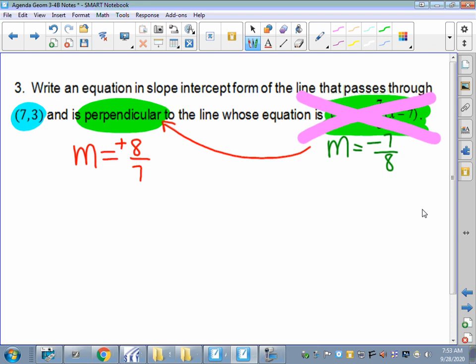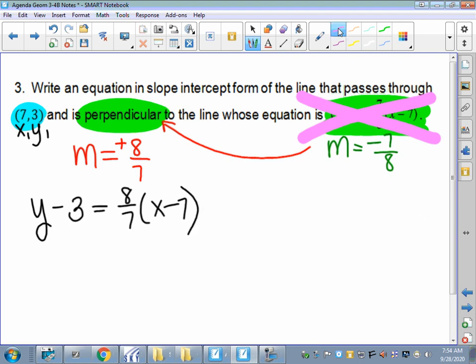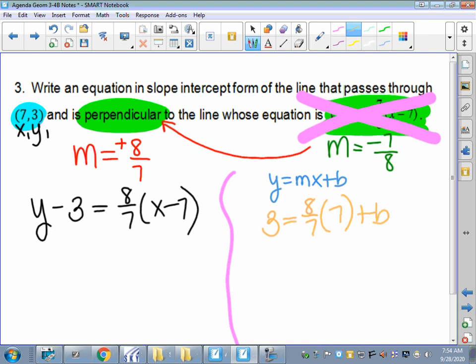Remember, the sign can go on the top, the bottom, or out in front. So now I can go ahead with my equation, y minus y1. Don't be scared by the fractions. Here's my x and y, 1 and 1. So y minus 3 equals 8/7 with an x minus 7. If you want to do it the other way, you're going to do y equals mx plus b, and you're going to plug in a 3 equals the slope times the x value plus b. Any way it goes, you're going to get the same equation. Do whichever one makes you happier.